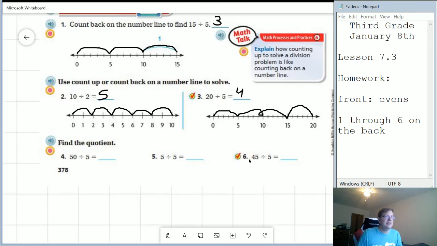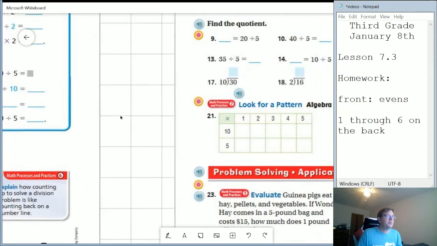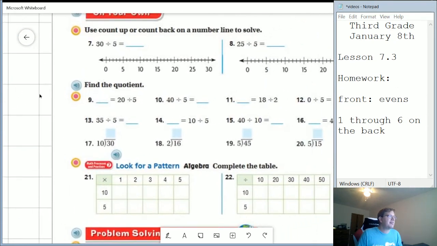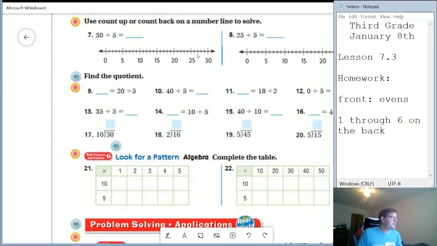Let's go ahead and actually skip ahead to the next page. We're going to do some more practice here. I'm going to skip both of these, but because we're working with relatively simple math facts, at least in my opinion, we can go ahead and jump to this next part.